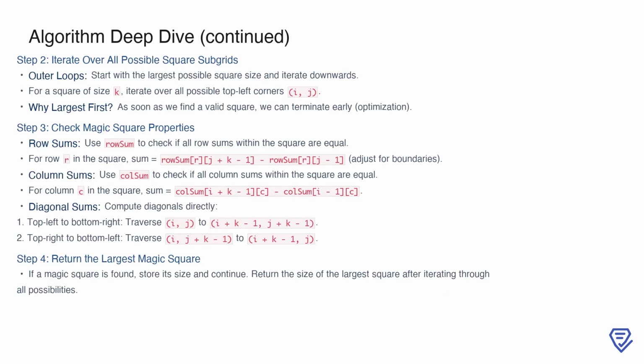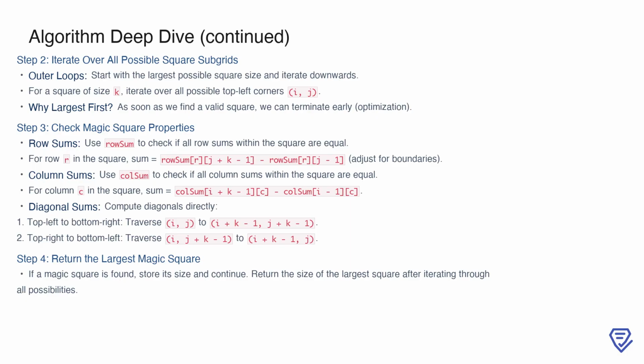Once we have the prefix sums, we proceed to iterate over all possible square subgrids. To optimize this, we start with the largest possible square size and work our way downward. This way, as soon as we find a valid magic square, we can terminate early without needing to check smaller squares. For a square of size k, we iterate over all possible top left corners of the square, denoted as i, j. After identifying a candidate square, we need to verify its magic square properties.